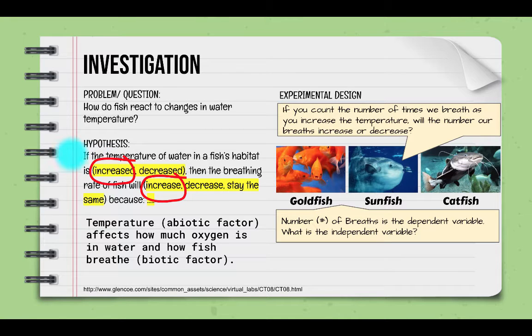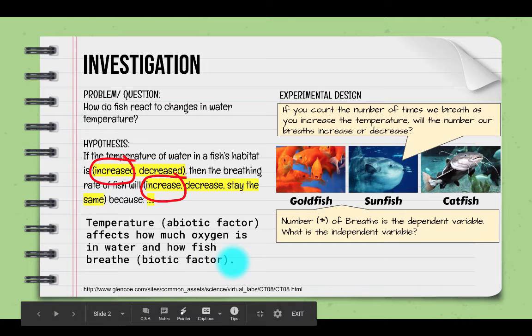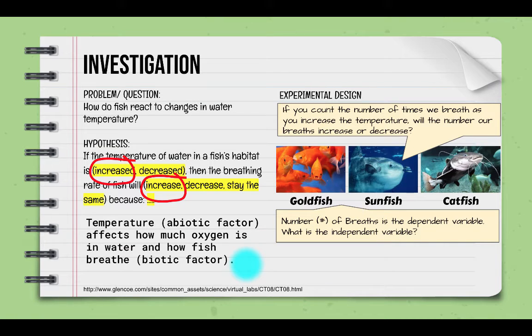In this example, I chose: if the temperature of water in a fish's habitat is increased, then the breathing rate of the fish will increase, because temperature, which is an abiotic factor, affects how much oxygen is in water and how fish breathe, which is a biotic factor. But we could have just as easily set up the hypothesis in a different format to see if data supports it or does not support it. It's just an educated guess.